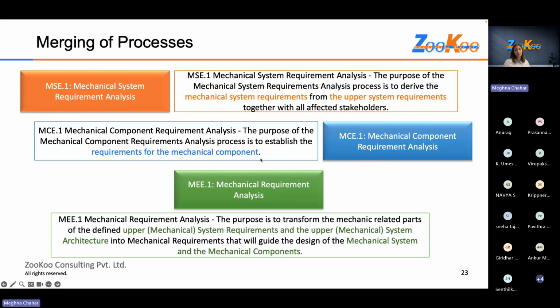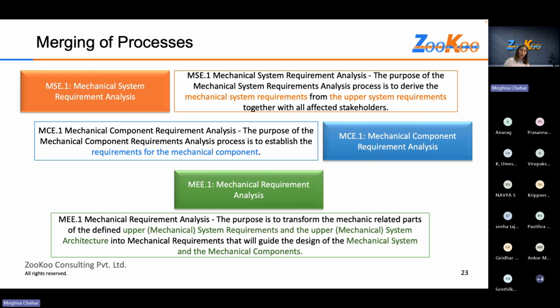Now, what they have done, this is the new process, mechanical requirement analysis. The purpose of this process is to transform all the mechanical related parts of the defined upper system requirement. Yes, it was their upper system requirement, but now this upper system requirement can be your mechanical system requirement itself. So let's say we have mechanical system.